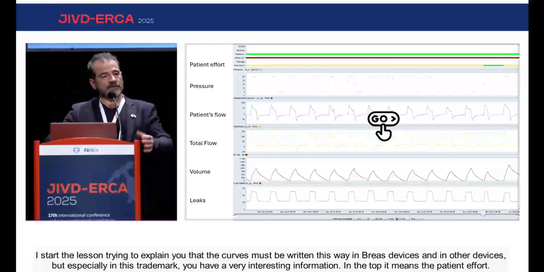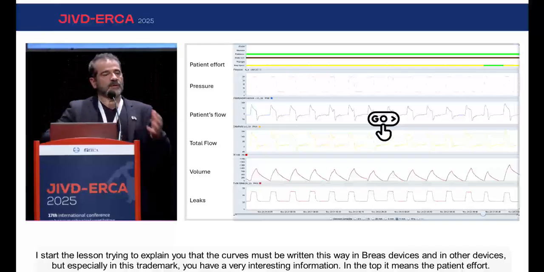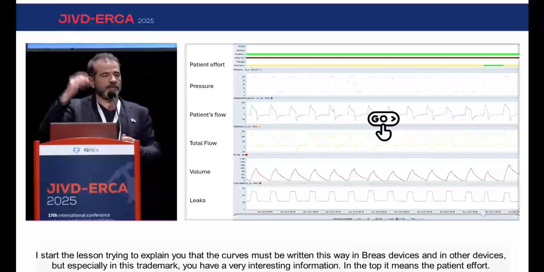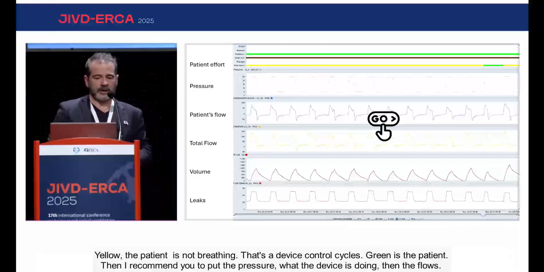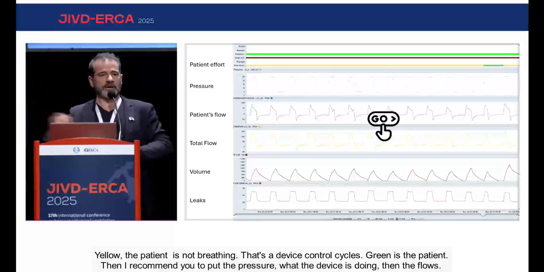I start the lesson trying to explain that the curves must be written this way. In Breas devices and in other devices, but especially in this trademark, you have very interesting information at the top. It means the patient effort. Yellow, the patient is not breathing. That's the device, control cycles. Green is the patient.